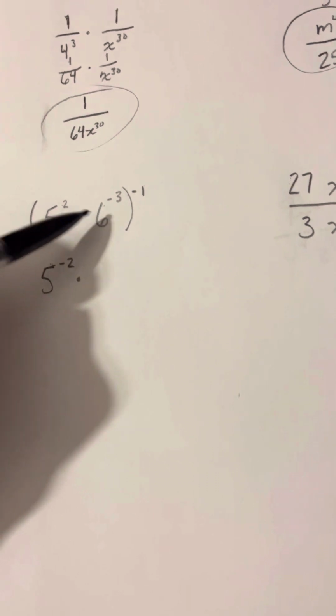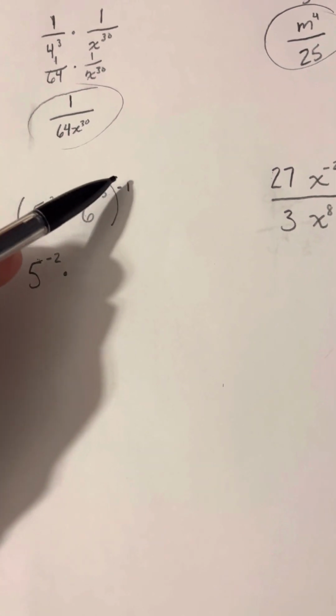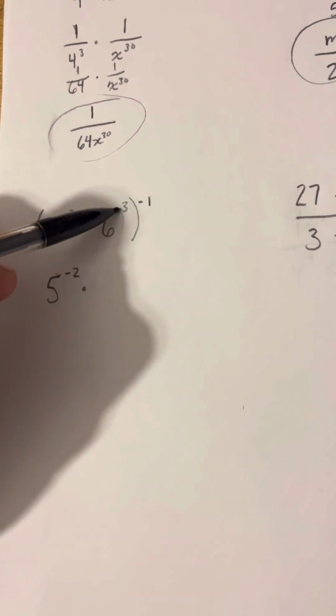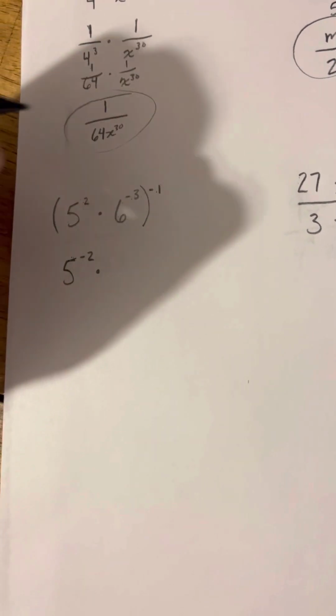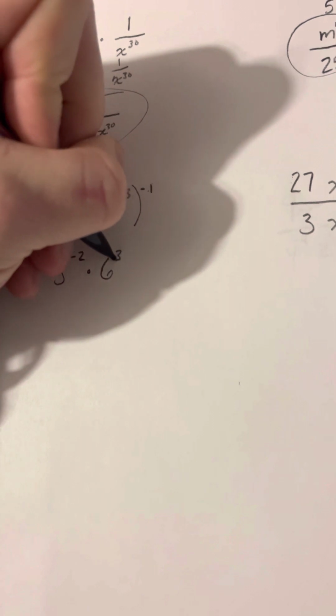Okay, and then our next one, we have 6 to the negative third, and that's raised to the negative first. So again, you multiply both of these exponents. Negative 3 times negative 1 is 3. So you have 6 to the positive third.